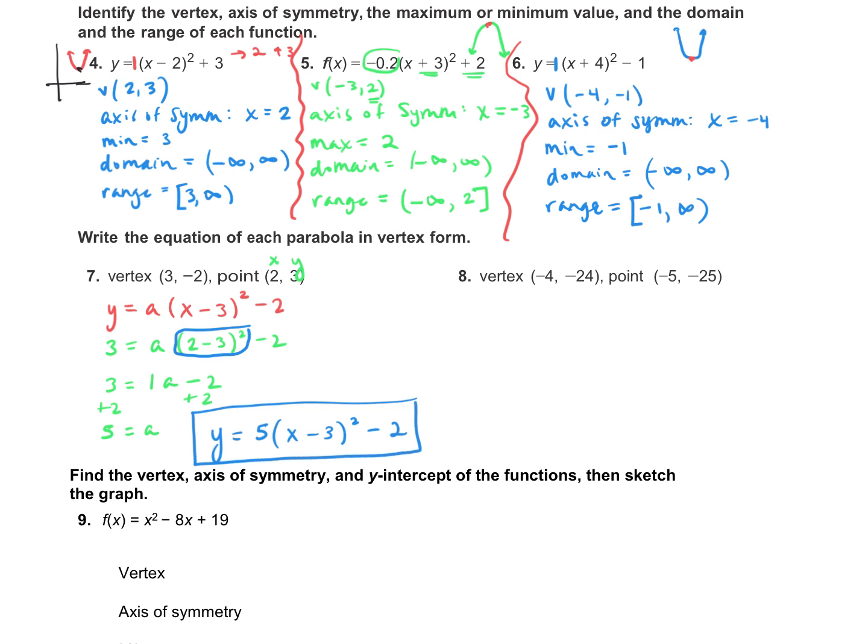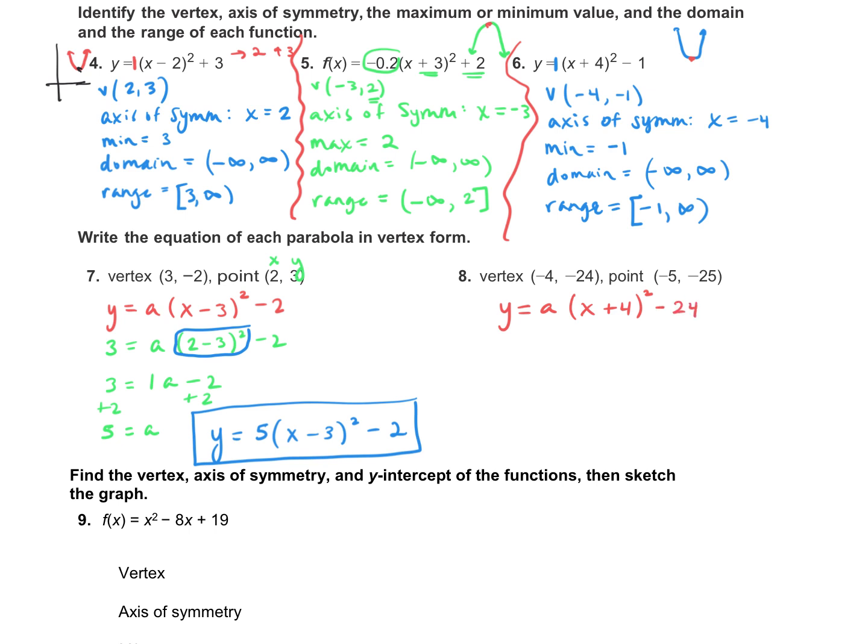All right, number 8, same idea. We know our vertex. What we don't know is the a value. So y equals, here's a, what we're missing, and then x plus 4, because of tricky x, squared. Don't forget that squared. That's really easy to forget, and it totally changes your answer if we don't have that in. What we want to remember is that all parabolas, or quadratic functions, form a parabola, and we call them quadratics, because of that squared. So that's a key piece right there. And then minus 24 on the end.